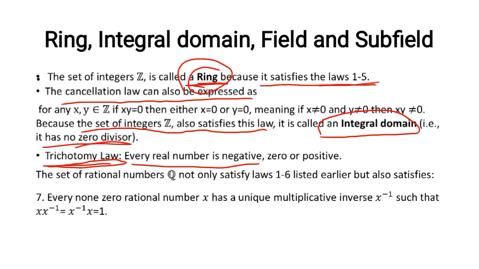Every real number is negative, 0 or positive. Okay, every real number. That's the trichotomy law. So that's 3 major things: it is negative, it is 0, and it is positive.